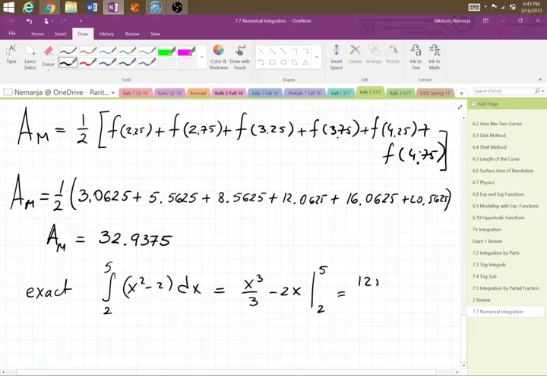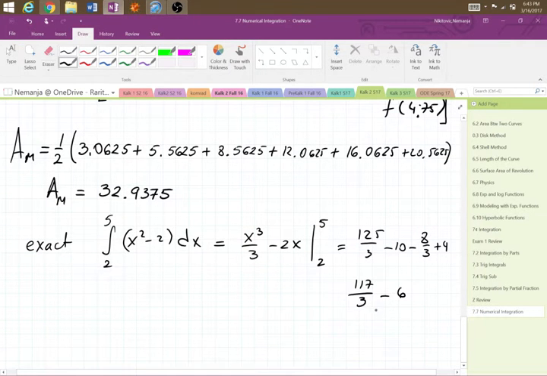That's 125 over 3 minus 10 minus 8/3 plus 4, which is 125. So that's 117 over 3 minus 6. So times 18, right? Times 3 is 18. That works out to be 99 over, is that the 33 answer?